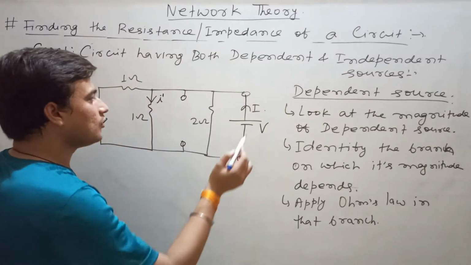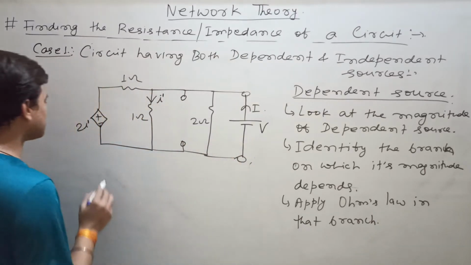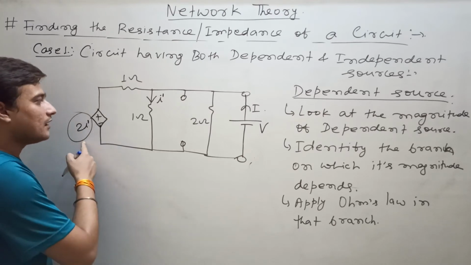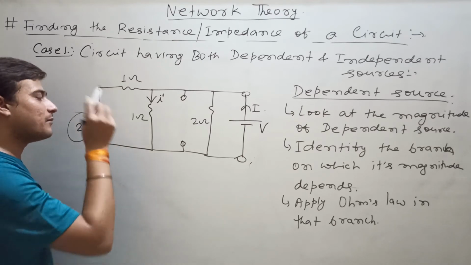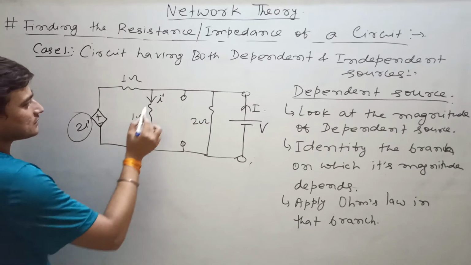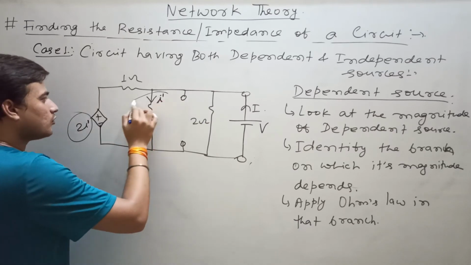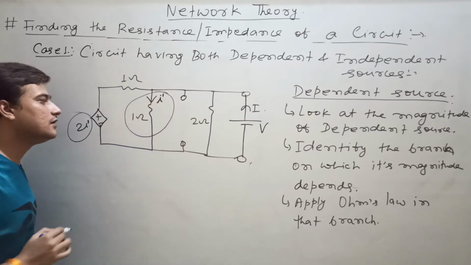The first step is look at the magnitude of dependent source. So this is the magnitude 2I dash. Now we have to identify the branch on which its magnitude depends. So this is this branch. Here you see the current I dash is flowing. Now what you have to do? You have to apply Ohm's law in this branch.